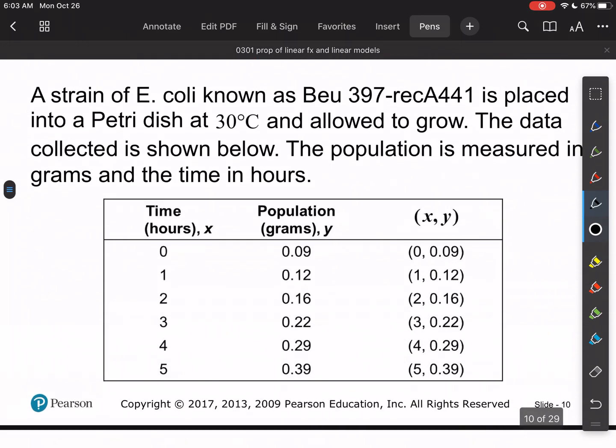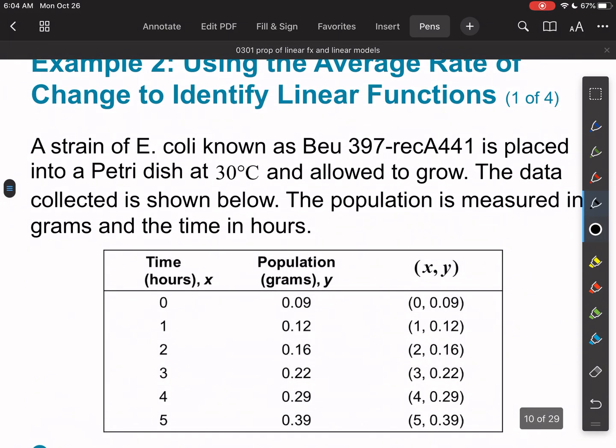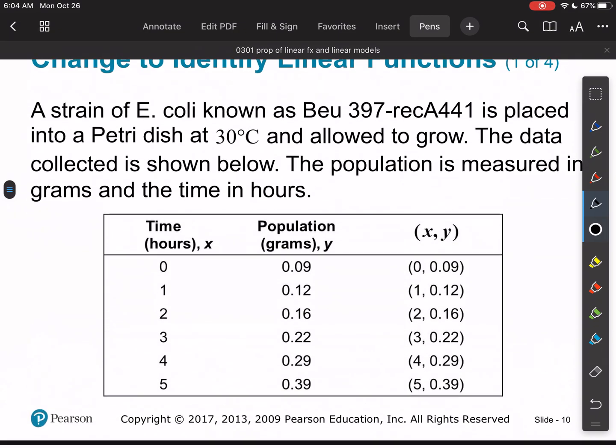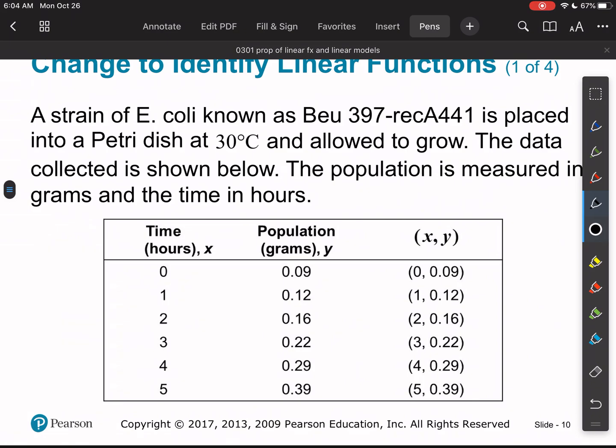Okay, so here it says we have a strain of E. coli, and it's put in a petri dish at 30 degrees Celsius, and it's allowed to grow. The data collected is shown below. The population is measured in grams and the time in hours. Okay, so you might get one like this where they give you a chart. Hopefully they help you identify that, yeah, this is x, this is y. So notice from the chart, they've created these nice coordinates for us. We can go ahead and look at those coordinates and determine what the slope is between each time frame.